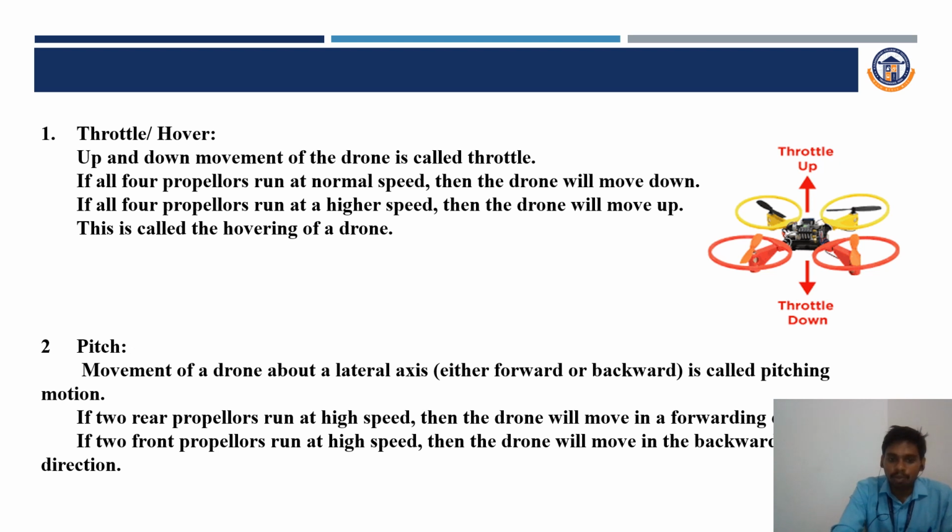Second one is pitch. Movement of the drone about the lateral axis, either forward or backward, is called pitching. If the two rear propellers run at high speed, the drone will move forward. If the two front propellers run at high speed, the drone will move in the backward direction.